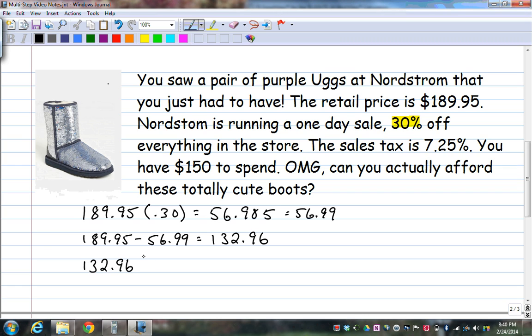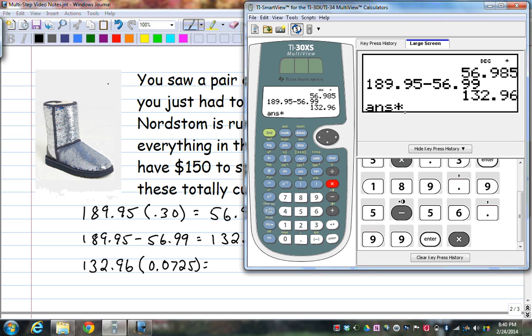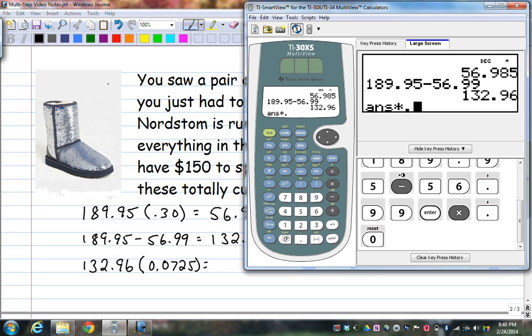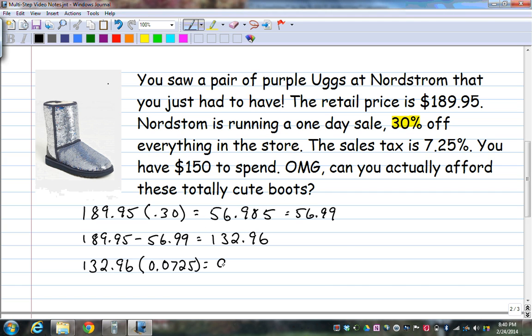132.96 times 0.0725. So I have 132.96 is already in my calculator, so I'm just going to hit times. See how it did the answer times? That's a great feature, saves a lot of time. 0.0725 gives me 9.6396. So that's the same thing as 9.64.